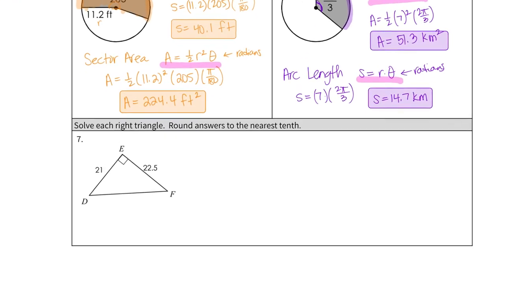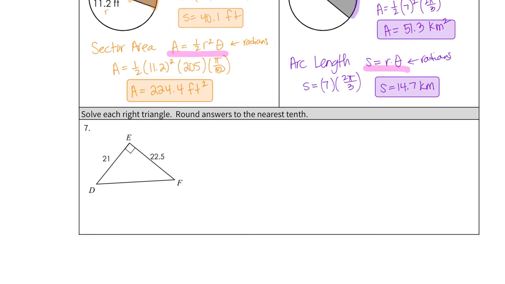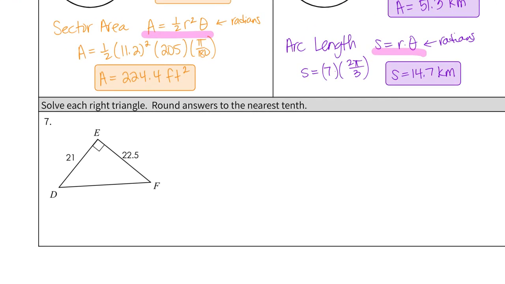Okay, so here's where it starts to turn into a little bit more work. It says solve each right triangle, round your answers to the nearest tenth. So when they ask you to solve the entire triangle, what they want you to do is find everything that's missing. There's 3 sides and there's 3 angles, so you need to have numbers for each one of them.